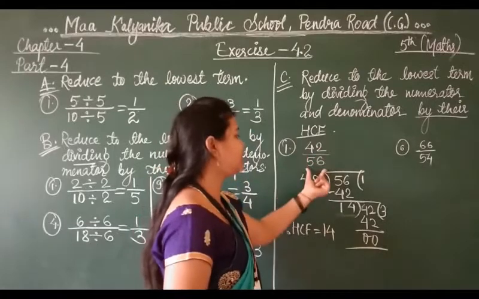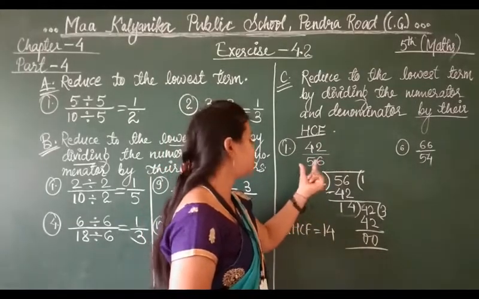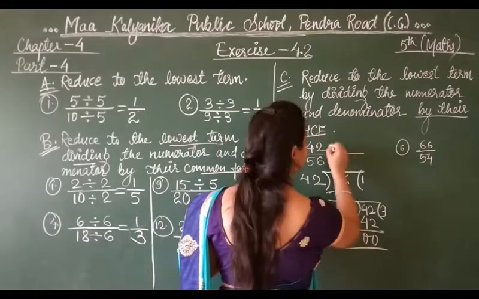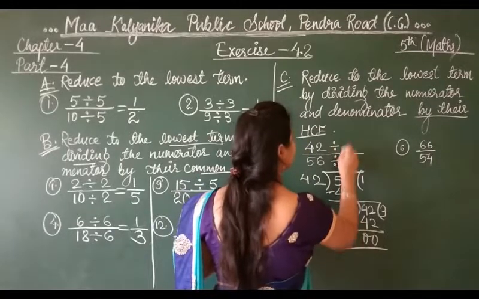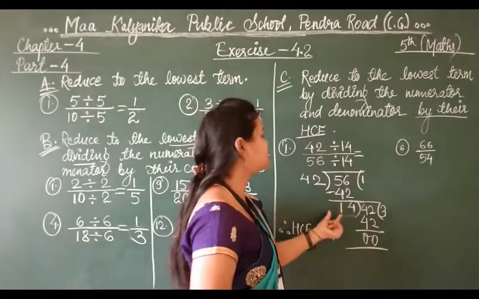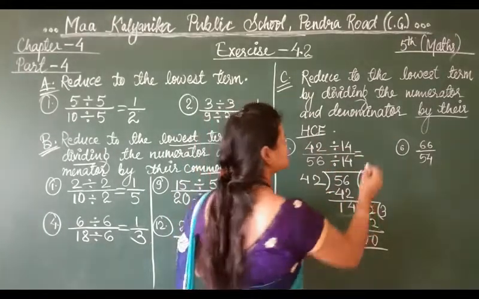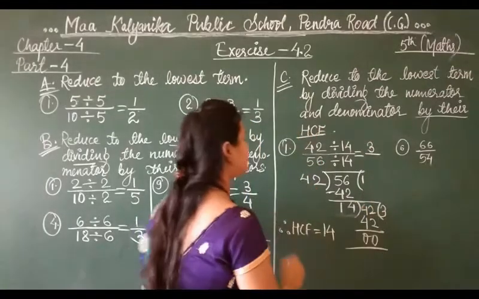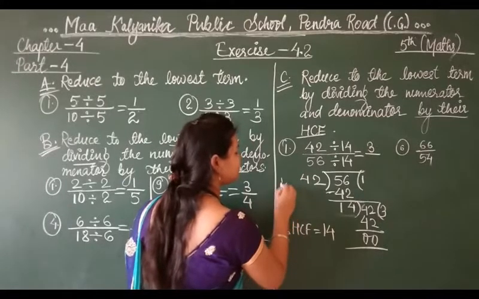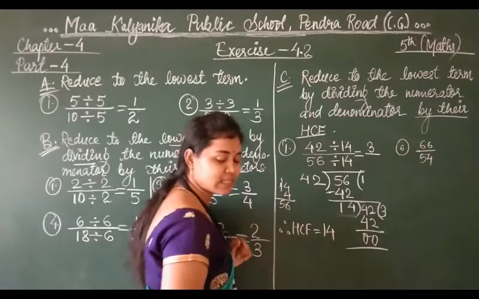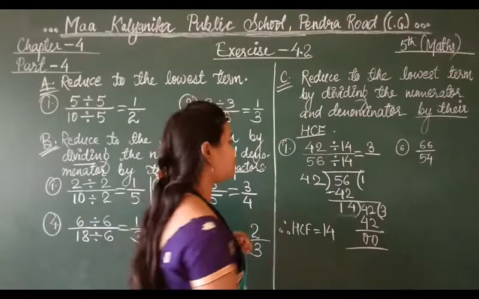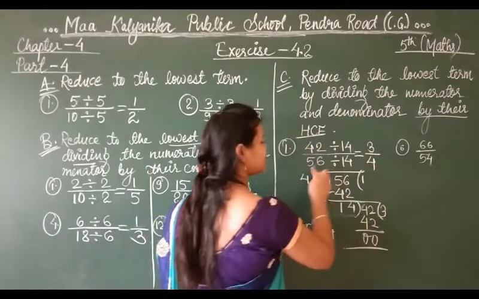And now the fraction is 42 by 56 and we have to divide it by 14. So simply here I am dividing it, 42 divided by 14. Students, you know 14 3s are 42. And 14 4s are 56. Yes, you can read the table also. So 14 4s are 56.